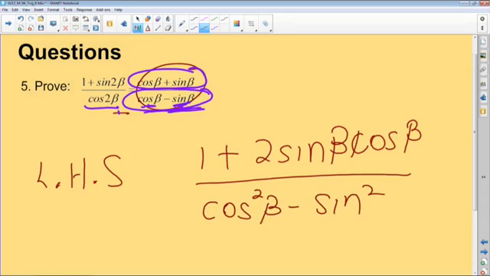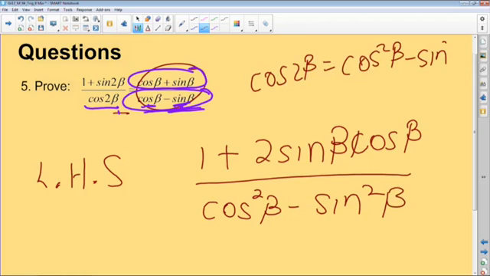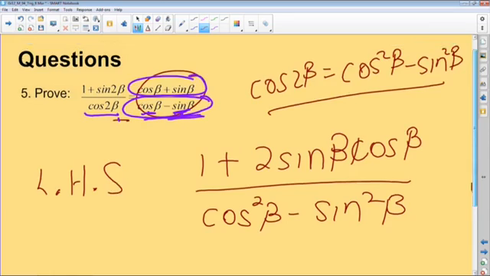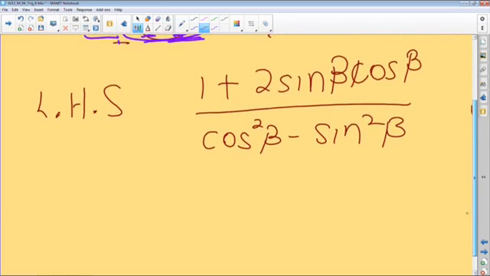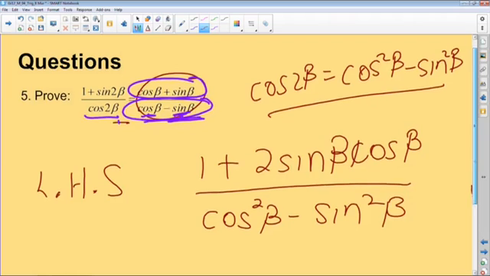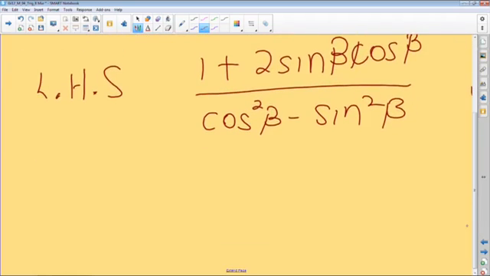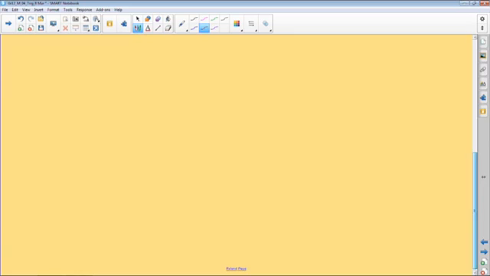That comes straight from your identity: cos 2 beta is equal to cos squared beta minus sine squared beta. That's where I get that from. All right. I have a look at this and I see, okay, well, at the bottom I can perhaps factorize that because that's a difference of 2 squares. But at the top I'm kind of stumped. There's nothing really more I can do except one big thing that we can do. We can rewrite the 1. And there's lots and lots of different ways to rewrite 1, especially in trigonometry.